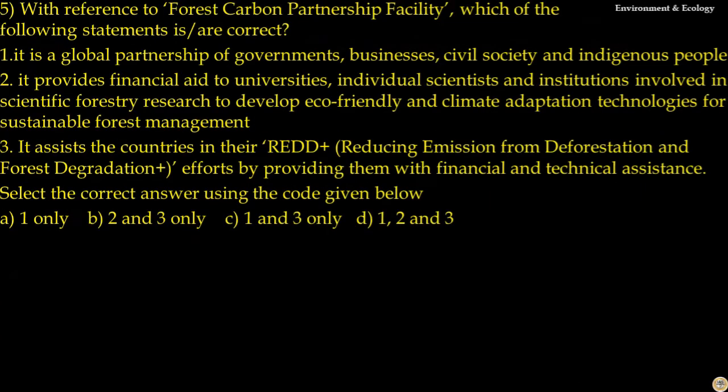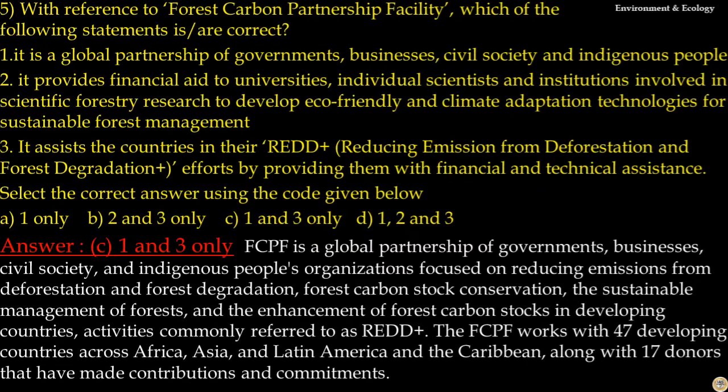Question number 5. With reference to Forest Carbon Partnership Facility, which of the following statements is or are correct? Statements are, it's a global partnership of governments, businesses, civil society and indigenous people. That is correct. It provides financial aid to universities, individual scientists and institutions. That is incorrect. It assists the countries in their REDD+ efforts, reducing emissions from deforestation and forest degradation, by providing them with financial and technical assistance. That is correct. Select the correct answer using the codes given below. Here the answer to this question is option C. Statements 1 and 3 are correct and statement 2 is incorrect.